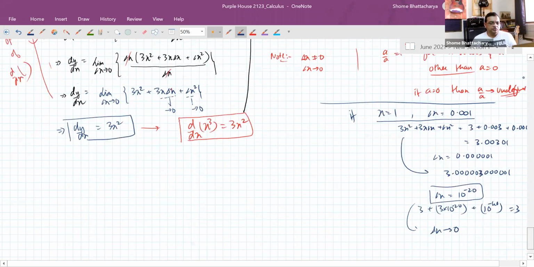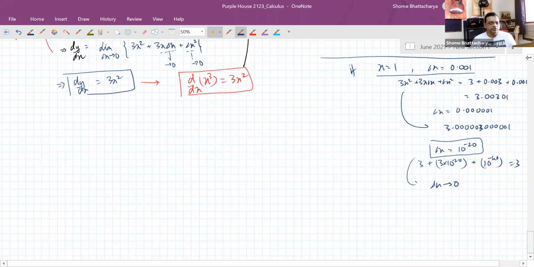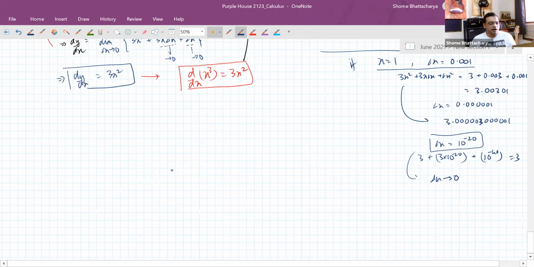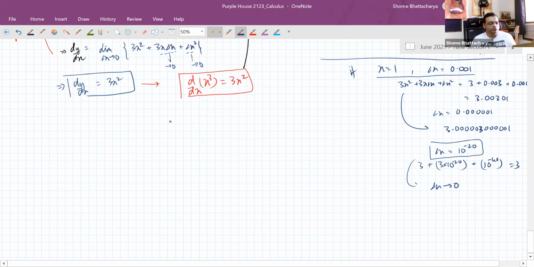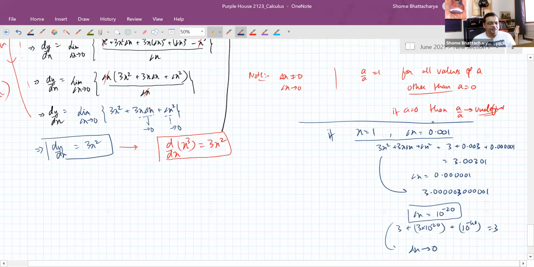Okay, so now let's look at this point over here on the side which I've written, which is one way of explaining how we are making this term 3x delta x and this term delta x square, both of them tend to 0. Now, if I take a reasonably small value of delta x, I'm not saying it's tending to 0 yet, but I'm taking delta x as 0.001. And just for example, I'm taking the point x as equal to 1. So then what is the value of this whole thing? 3x square plus 3x delta x plus delta x square, it becomes this.